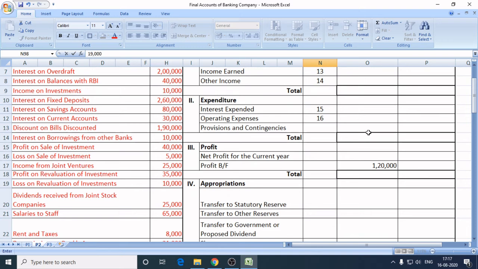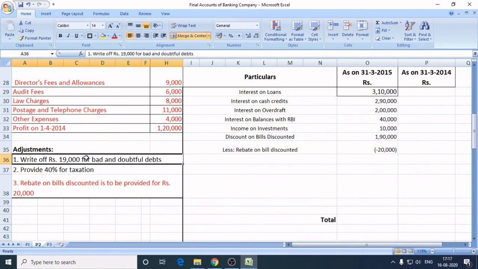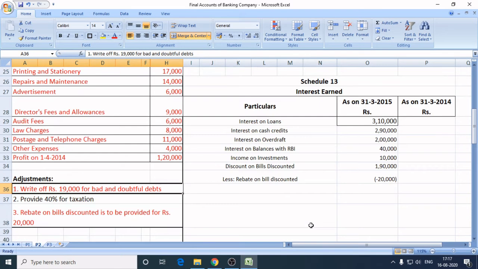Now let me just take that figure first, 19,000, as of now, but I have not yet added the figure of provision for taxation in this 19,000, and here we have to make provision for taxation at the rate of 40% of profit. But for that we need to find out the profit first. So let's calculate the profit first.